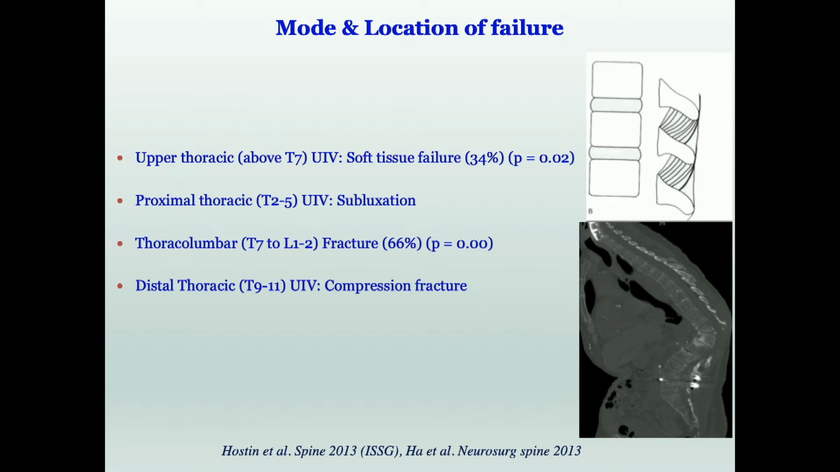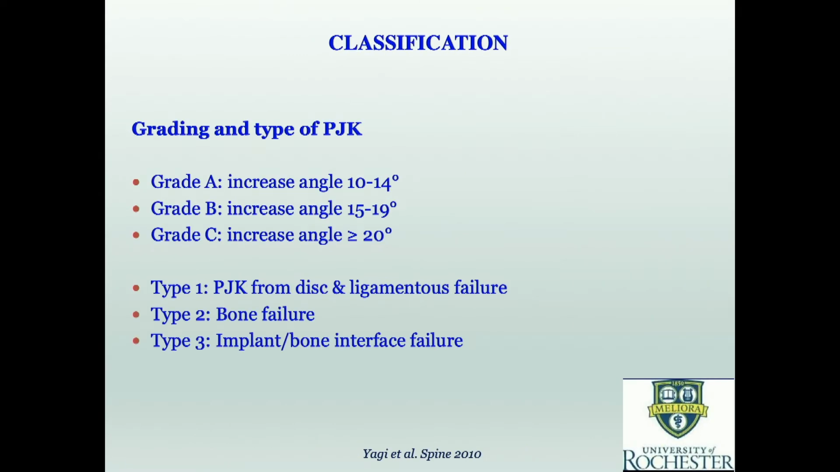Within the lower thoracic spine or the thoracolumbar junction, the most common cause of PJK is actually fracture, hardware failure, or hardware cutout. So some form of fracture or bone-hardware compromise leads to PJK. A grading system was described using grades A, B, and C depending on the degree of the angle, and then the type describing the type of failure, whether it's ligamentous, bony failure, or implant failure.